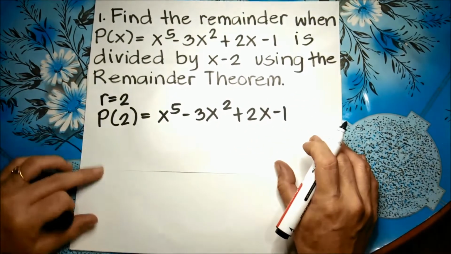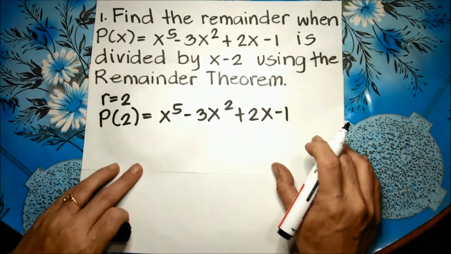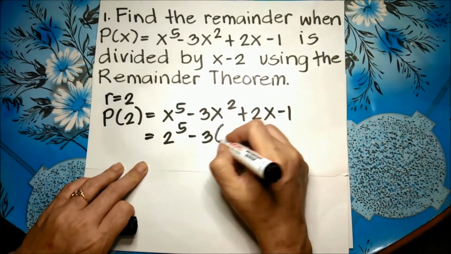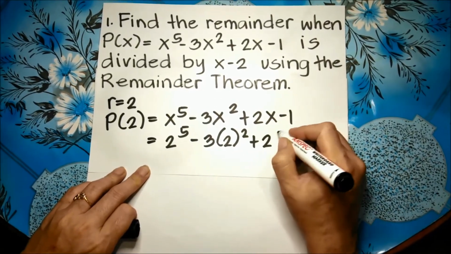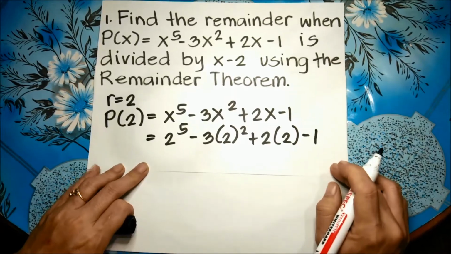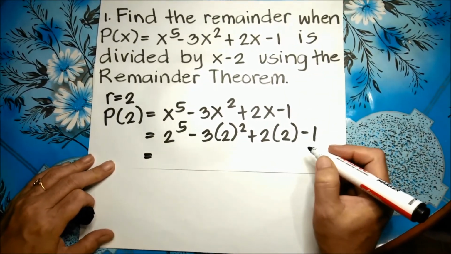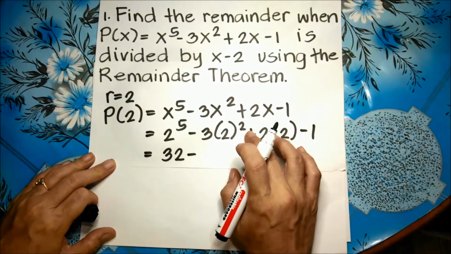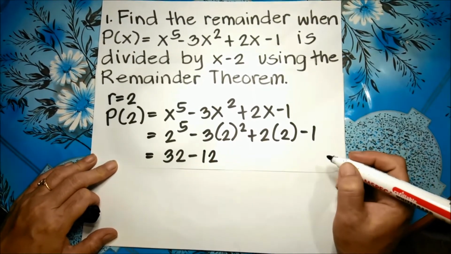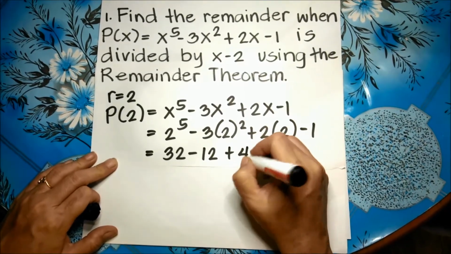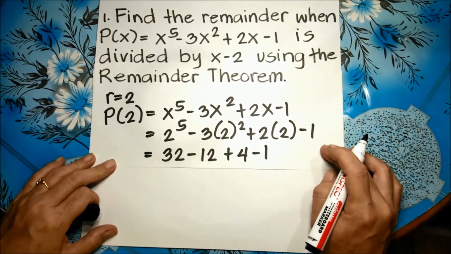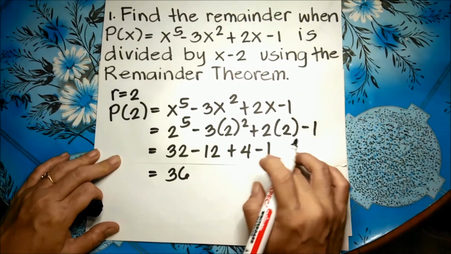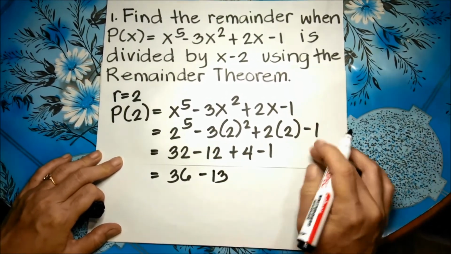So what do we do? We substitute 2 for all the values of x in all the terms. So we have here 2 raised to 5 minus 3 times 2 squared plus 2 times 2 minus 1. So what is 2 raised to 5? It is 32. Minus 2 squared is 4 times 3, we have 12. 2 times 2 is 4 minus 1. Now what is 32 plus 4? So we have 36. Negative 12 minus 1 is negative 13.